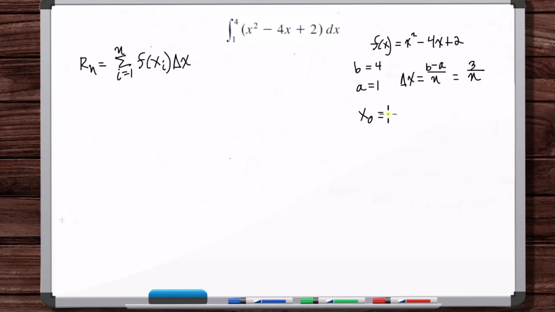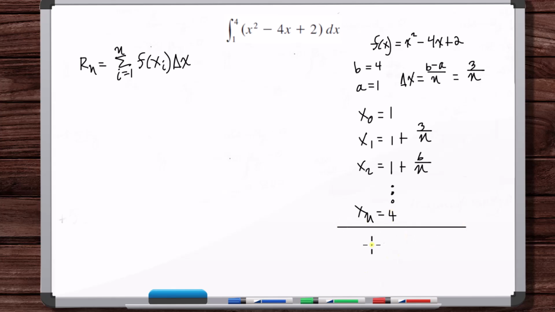x0 is a, x1 is a plus 1 times delta x, x2 is a plus 2 times delta x, etc. All the way to xn is b. Okay, and so if we look at the pattern here, x sub i is 1 plus 3i divided by n.